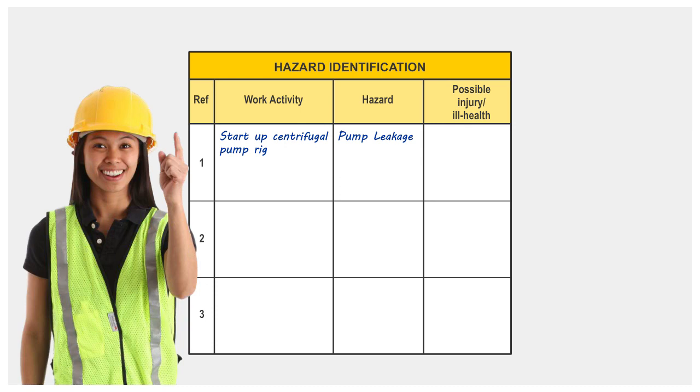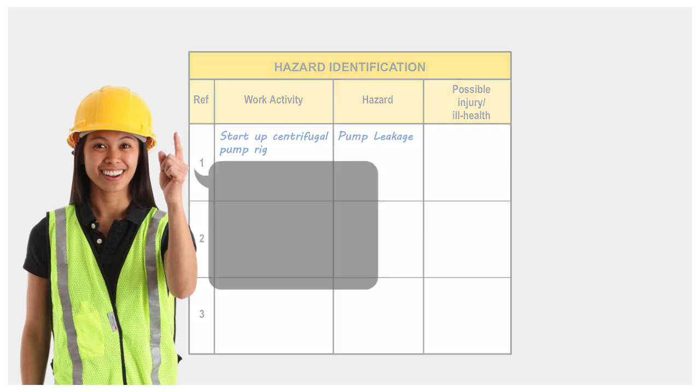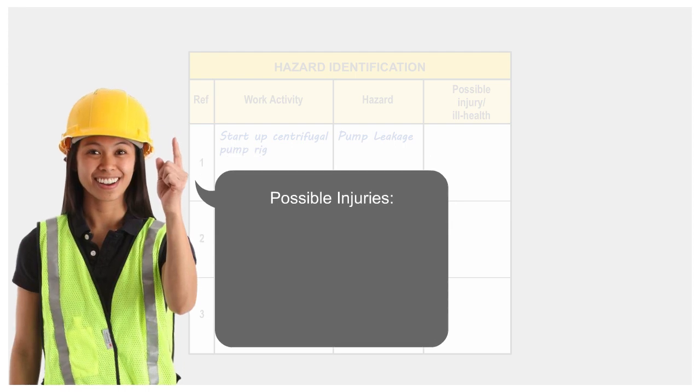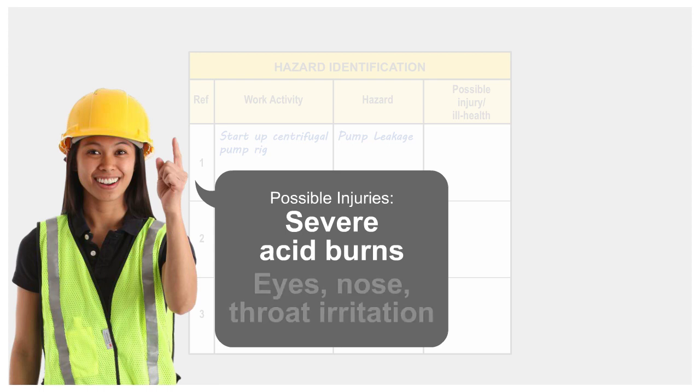Next, we need to identify all the possible injuries caused by the respective hazard. For example, the injuries are severe acid burns to skin and irritation to eyes, nose, and throat. We will record them in the possible injury, ill health column.